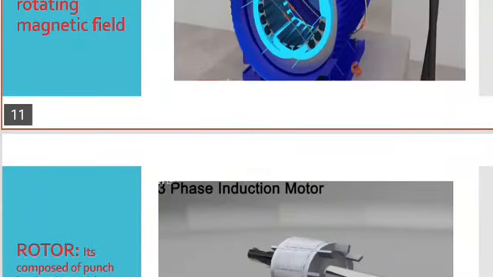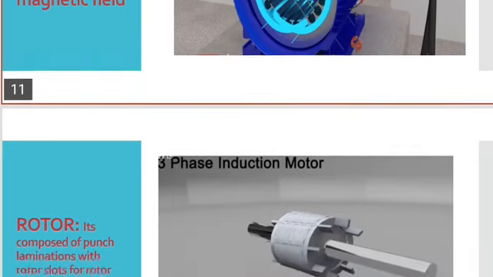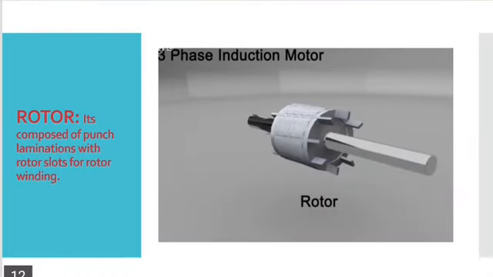Okay, up till now we were talking about the stator and about the stator winding. Now we will see the rotor of the 3-phase induction motor. The rotor is composed of punched laminations with rotor slots for the rotor winding.